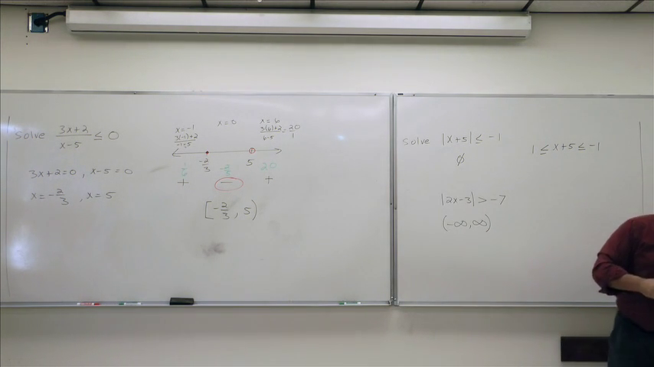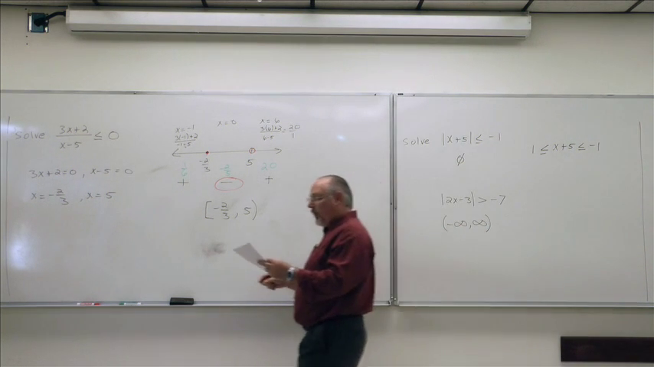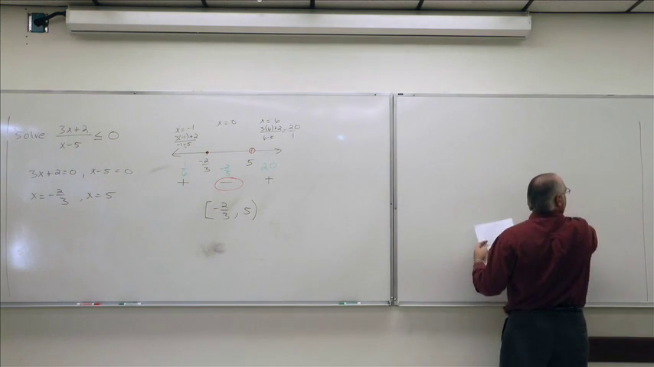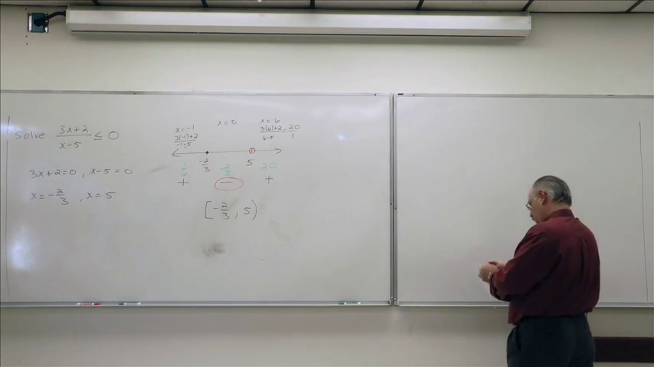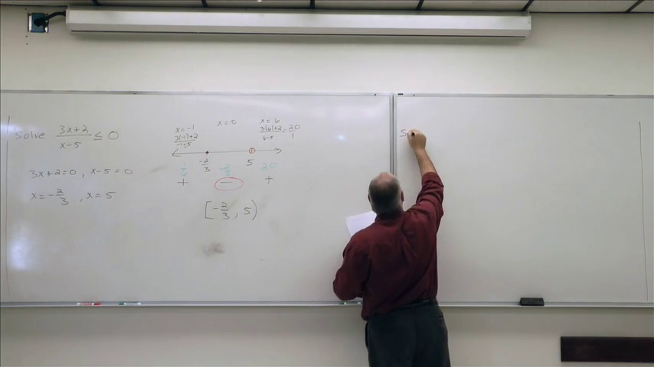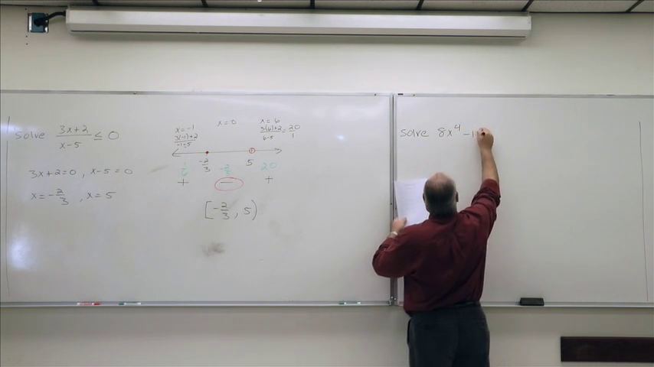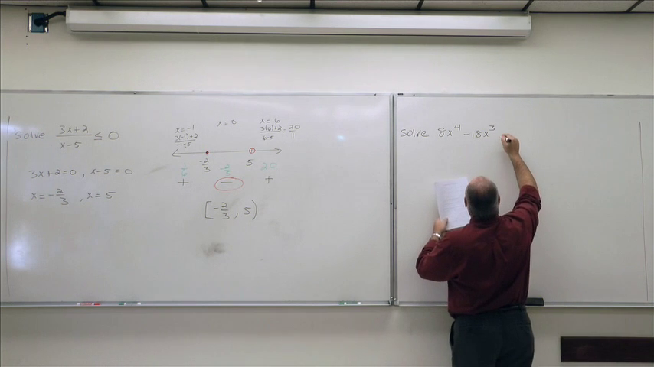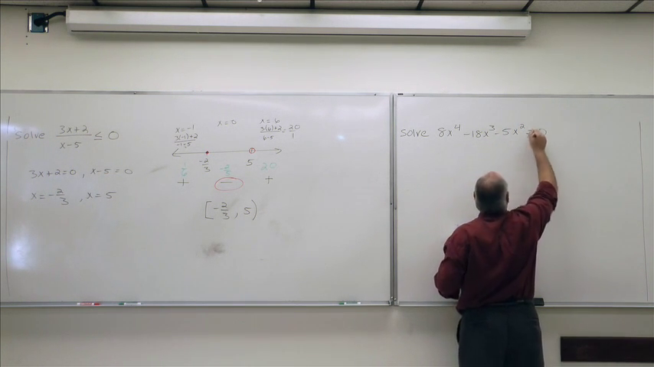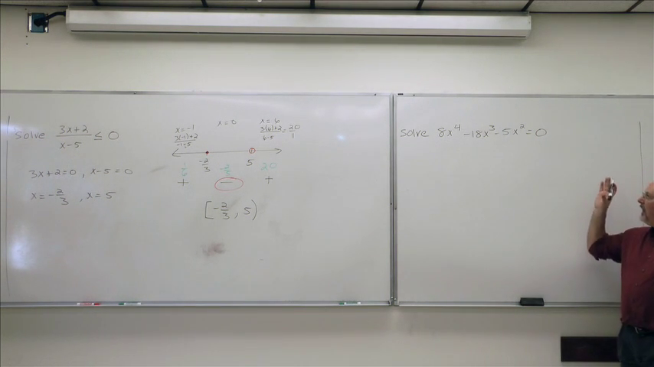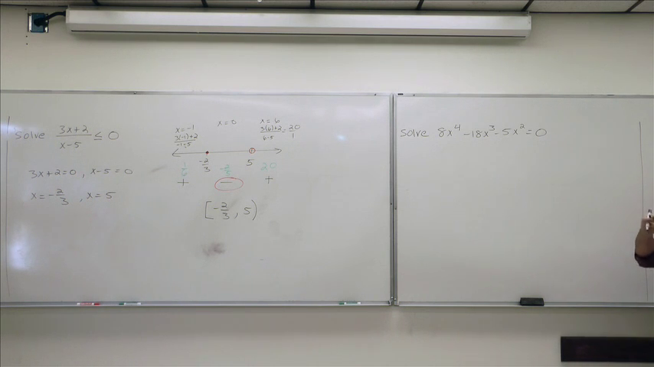All right, so there was a question on a polynomial equation. Number 2. Solve 8x^4 - 18x^3 - 5x^2 = 0. So what is the first step in solving any type of polynomial equation? Take out the common factor. Factor it, and the first step in factoring is take out the greatest common factor.